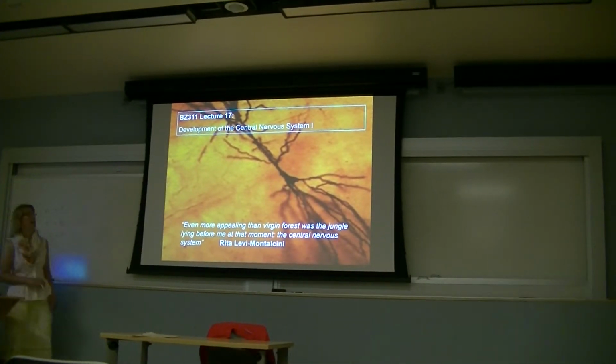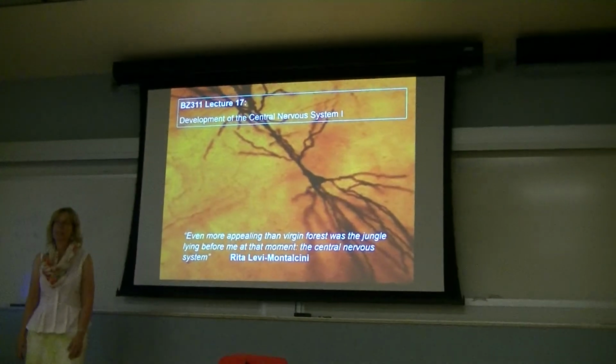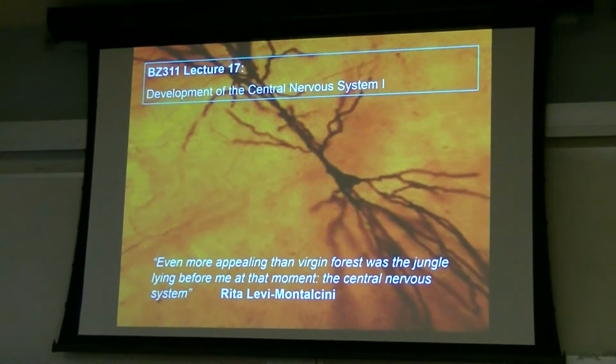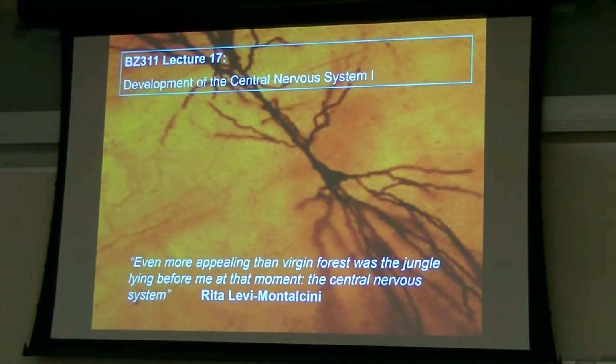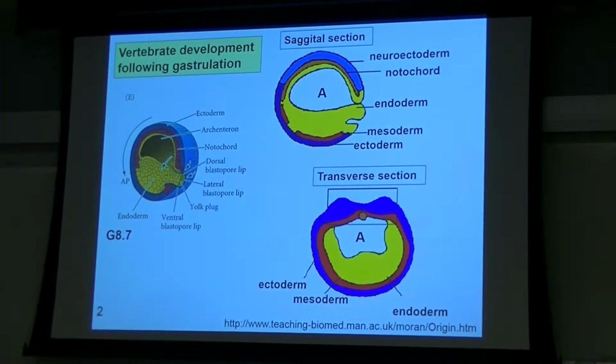Okay, so first thing to talk about is the development of the central nervous system, which of course is going to become the brain and the spinal cord. How this starts. So here's our vertebrate embryo following gastrulation, and at this point now there's been a substantial rearrangement of tissues with the mesoderm sandwiched in between the internal endoderm and the outer ectoderm.